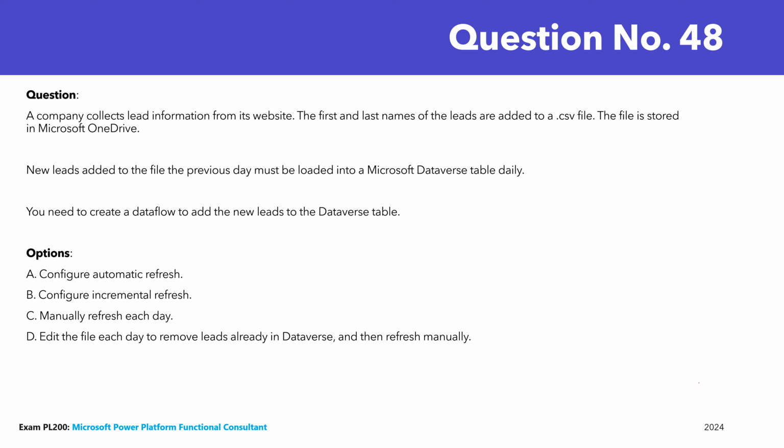Options. A. Configure automatic refresh. B. Configure incremental refresh. C. Manually refresh each day. D. Edit the file each day to remove leads already in Dataverse, and then refresh manually.